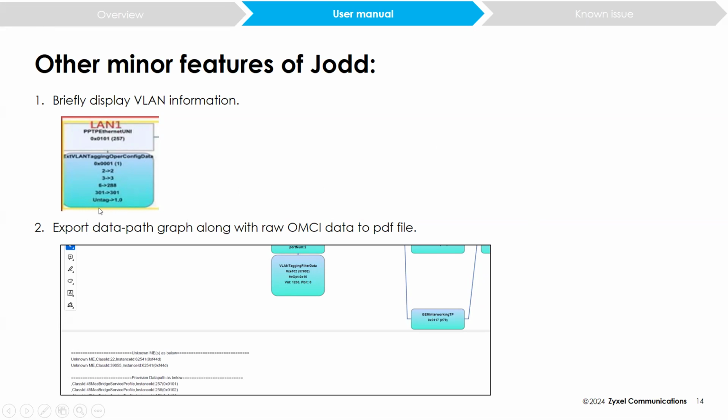And also here we can see that there is another one, untag to 1 and 0, which means the traffic entering the ONT's UNI port can be untagged traffic. And then the ONT will do a VLAN translation to VLAN 1 and forward the traffic to the uplink devices. And the 0 here represents the priority bit we set on the VLAN.